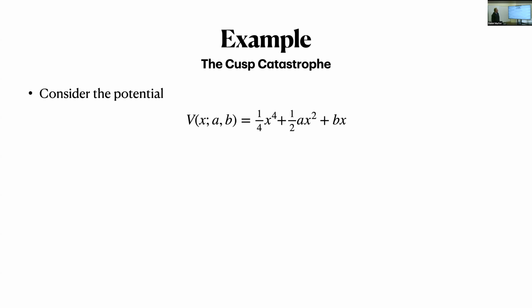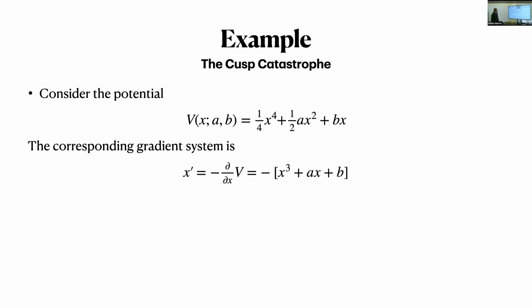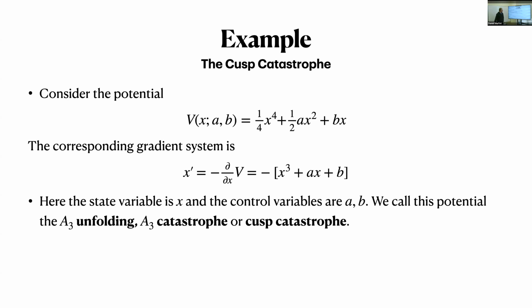So here's an example. In fact, we've seen this already. The name is new, the cusp catastrophe. We haven't said what a cusp is, and I haven't said what a catastrophe is, but I will in a moment. So this is a potential with one state variable x and two control variables a, b. And the corresponding gradient system is just x prime is minus x cubed plus ax plus b. Some more names for this are A3 unfolding, A3 catastrophe, or cusp catastrophe. As Jesse said, if something has many names, probably it is important.